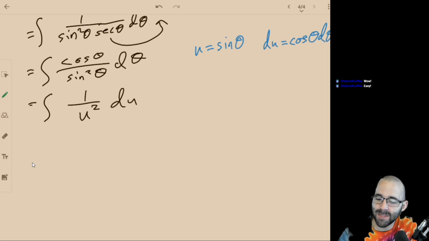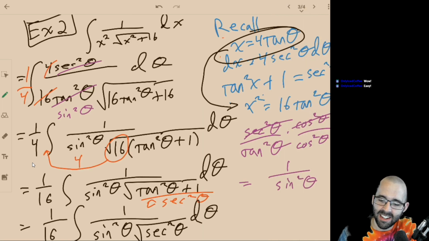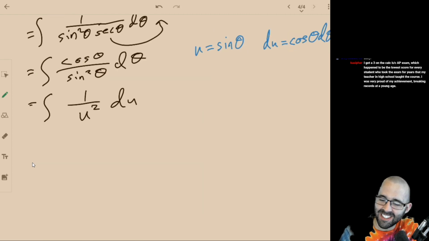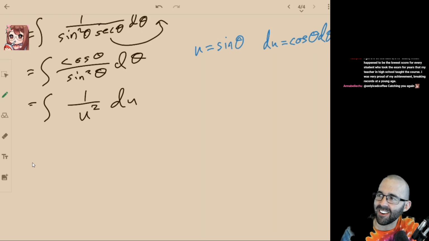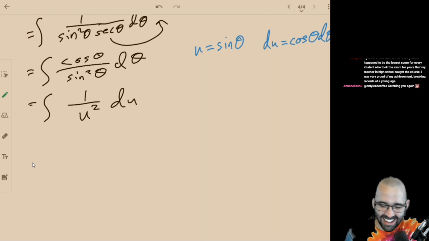It took 2 substitutions to get there, right? First, we did a trig sub, let x be something in terms of theta. And then we went over here and we did a u sub. It took two substitutions, but here we are. We can finally integrate. Wow, easy. It may be beneficial to write this as u to the negative second.